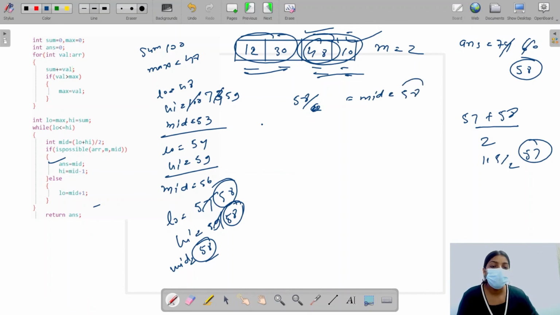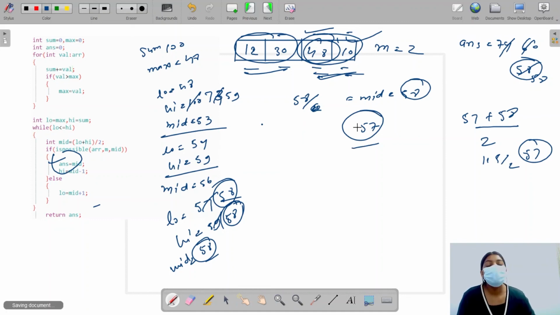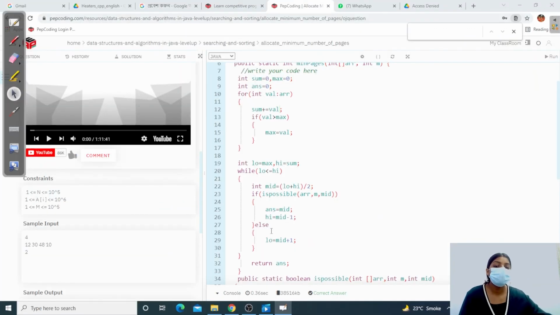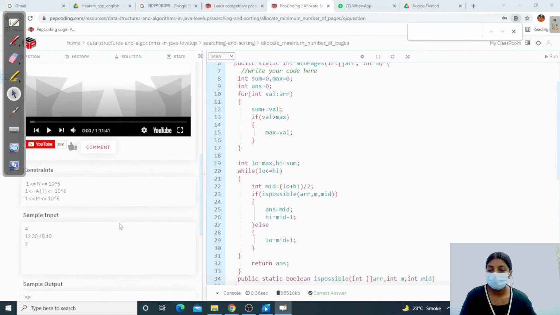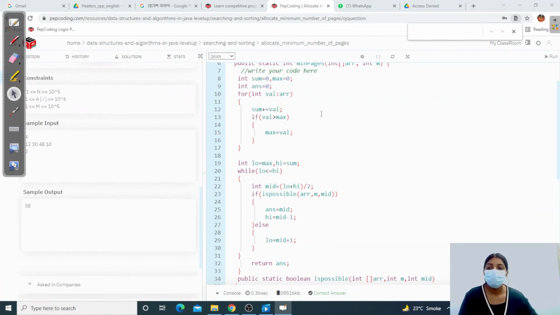If my mid is 58, I again check if it is possible. Yes, for 58 it's possible. So my answer is updated to 58, which it already was, right? And my high becomes equal to mid minus 1. My mid was 58, so my high is mid minus 1, which becomes equal to 57. So my loop terminates, because my low is 58 and my high is lesser than 58. So my high is less than my low. So the loop terminates. So let's see if the answer is 58 or not. So yeah, my answer is 58, right?